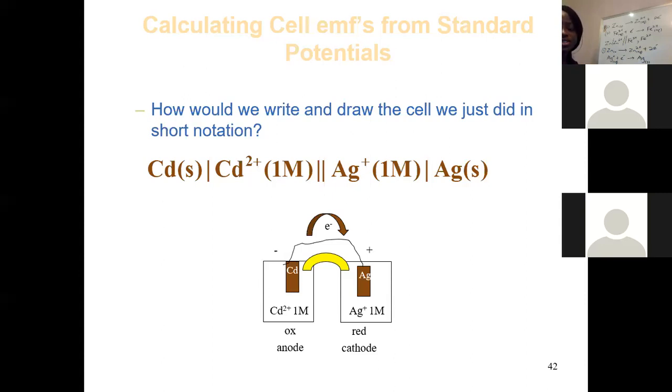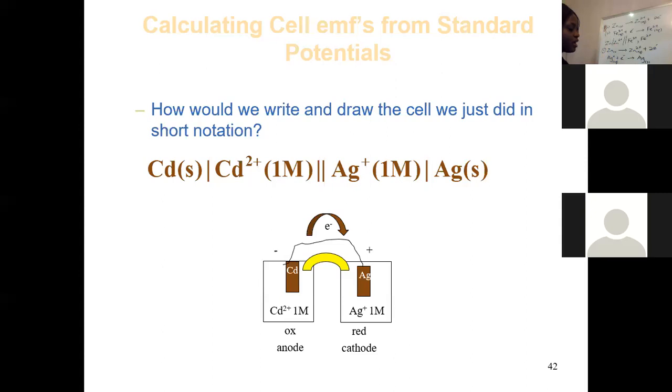Which is the anode, which is the cathode, and what would be the cell notation? For those of you who do not understand what we're doing, remember that when we started the class, we said that the cell notation is taken from the left. So in an electrochemical cell, you have 2 half cells. One is on the left, one is on the right.